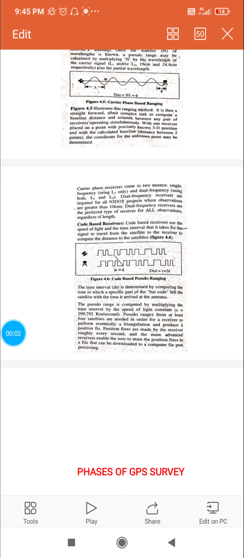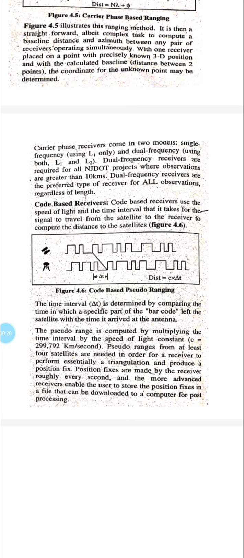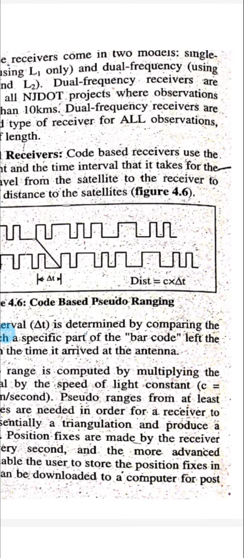So next we are going to study code-based receivers. Code-based receivers use the speed of light and the time interval that it takes for the signal to travel from the satellite to the receiver to compute the distance to the satellite. That means the pseudo range, that is the distance between the satellite and the receiver, is calculated by using the equation C into delta t, where C is the speed of light and delta t is the time taken for the satellite signal to reach the receiver.